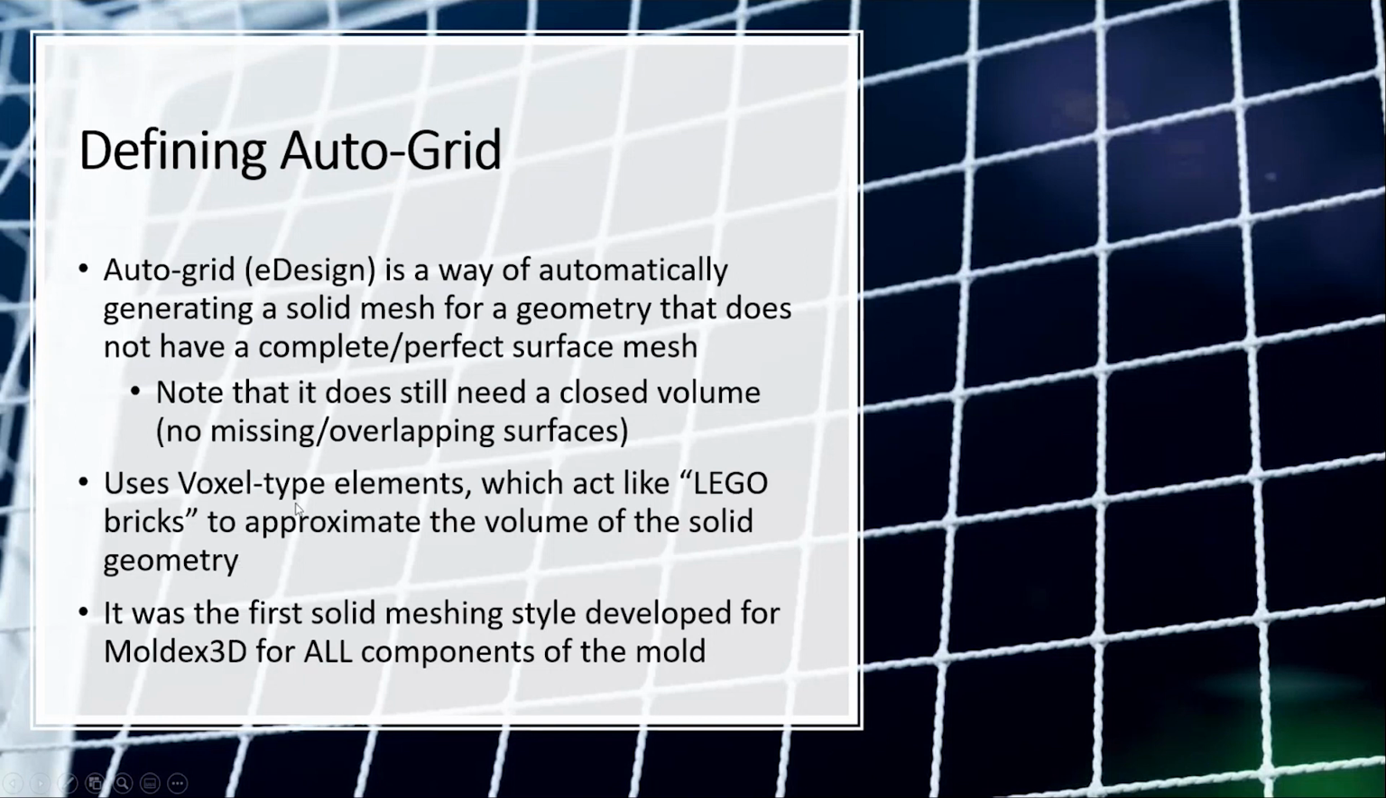It uses what's called voxel type elements, which are very similar to this netting that you see. They're basically a bunch of Lego bricks that are stacked on top of one another to approximate the volume of the solid geometry that we're importing. And this was actually the first style of meshing that was developed in Moldex 3D for all components of the mold. So when we first started out, eDesign or voxel type meshing was kind of the premier solid meshing style and what kind of propelled Moldex 3D to where we are today.